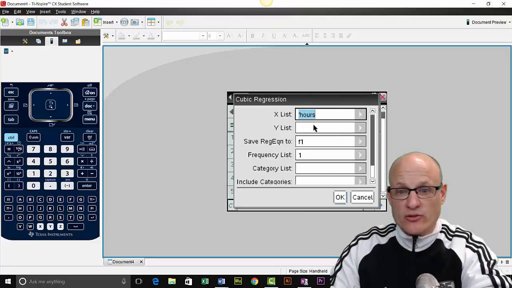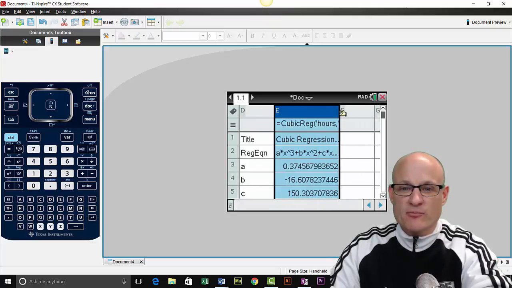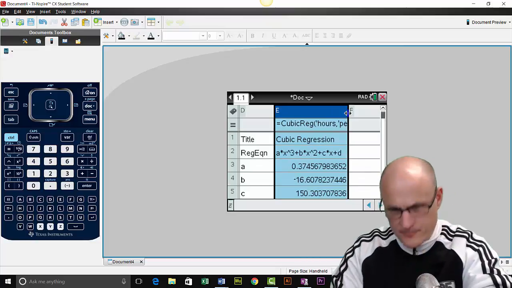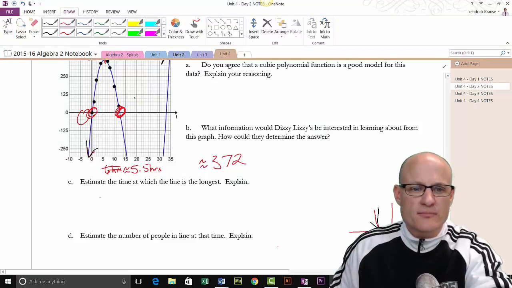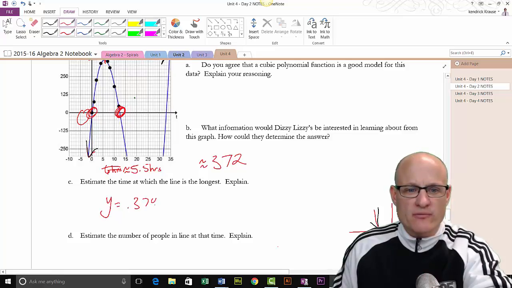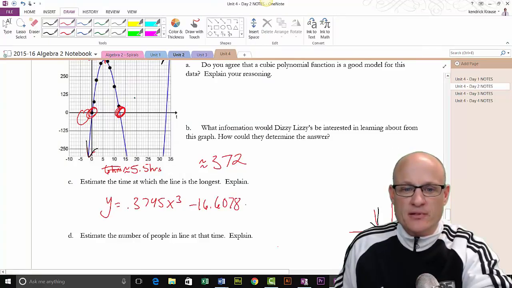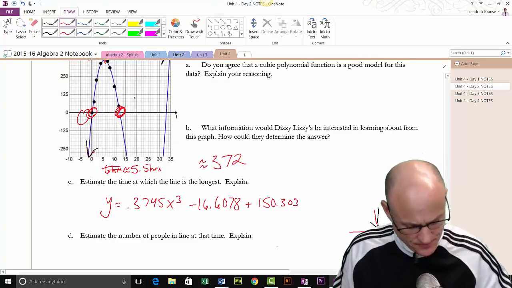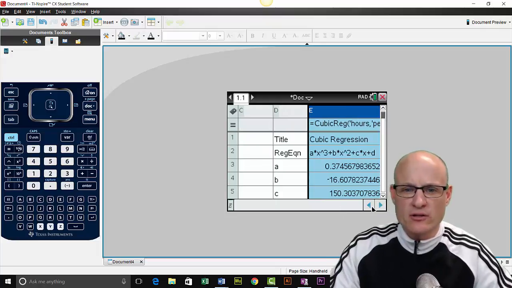My independent variable was hours, and the number of people depends on the number of hours. I click OK. So there's my function. This is my regression function. Let's see, where'd my pen go? 0.3745. So let's go drawing. So y equals 0.3745x cubed minus 16.6078 plus 150.303. Something's a little off on that one. Not loving this equation. I feel like I put some data in here wrong.